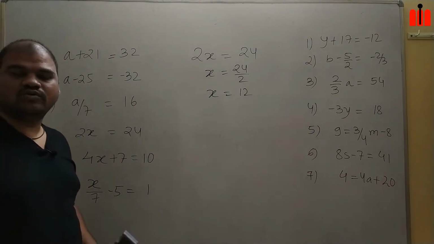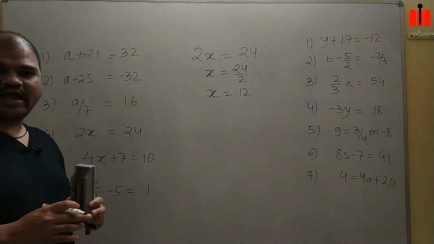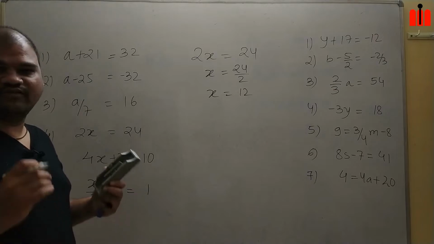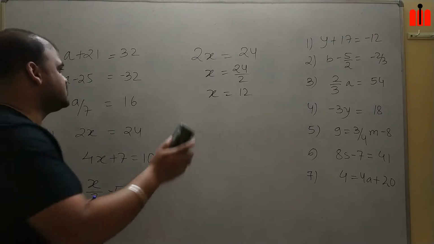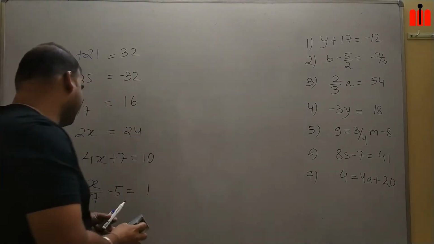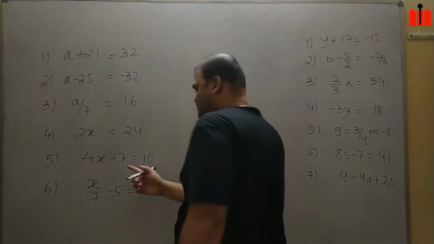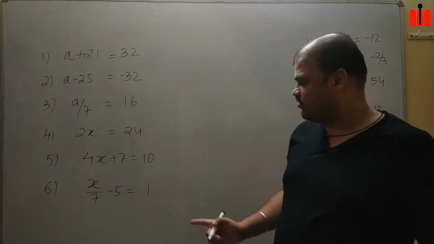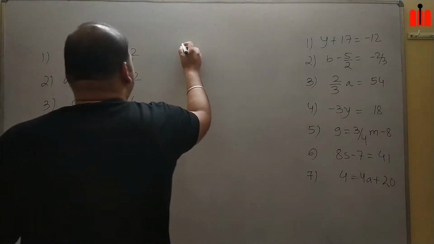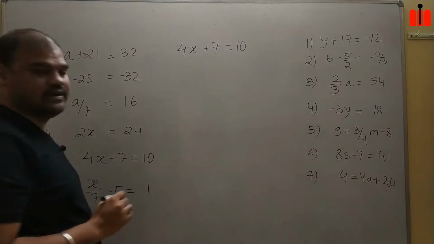Okay. Now, the equations you receive in your problems will not be as simple as this. There will be certain operations which you have to do, and at last you will get the value of the variables. So now let's do a problem which has more than one step. The fifth problem is 4x plus 7 equal to 10.